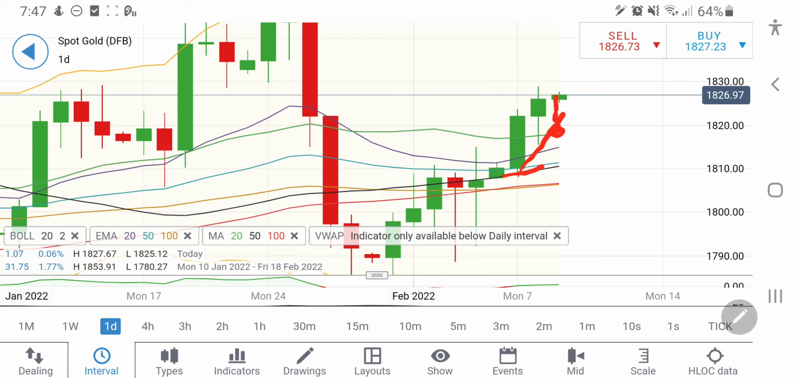For the day, 1824 is a good support. Below that we might see it breaking for 3 points, and again you can see a rise. Overall the trend is bullish, and any dip till 1821 is a good level to buy again. So buy the dip till 1821, and you can scalp also below 1824 and take your positions accordingly. So this is for gold.